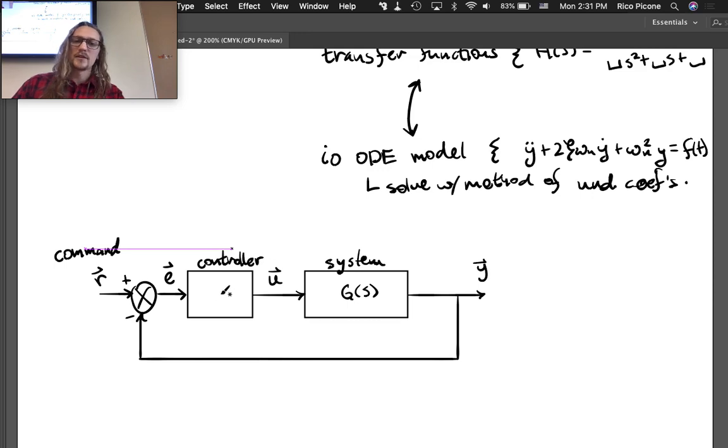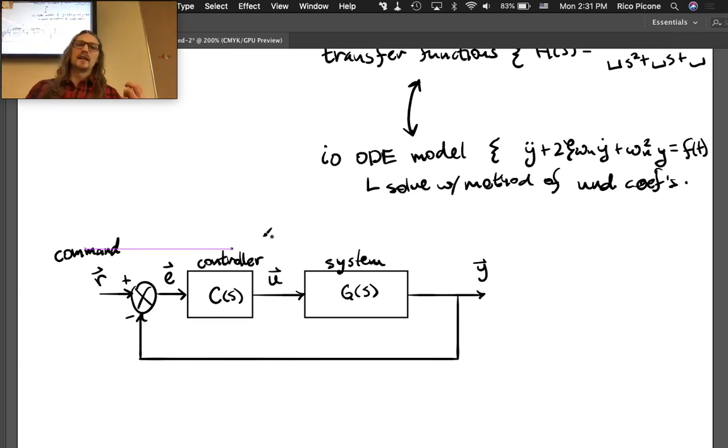The controller has a transfer function of its own. Let's call it C of S. And it takes this error signal and it decides what should we put into the system to correct for this error. Okay? And choosing what goes in this block is what a lot of control theory is about. What is the best thing to put in that block?